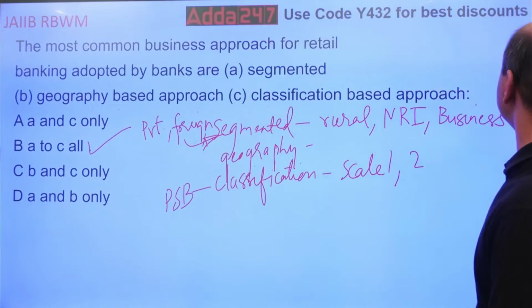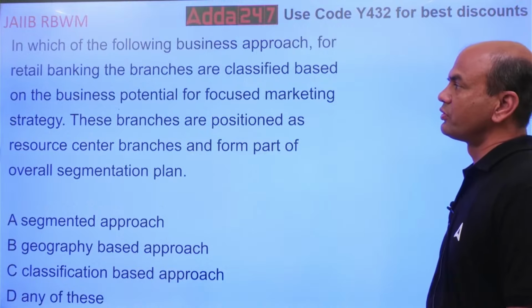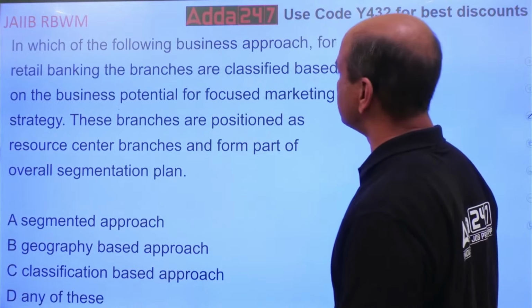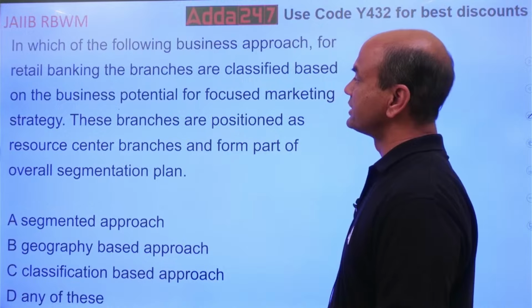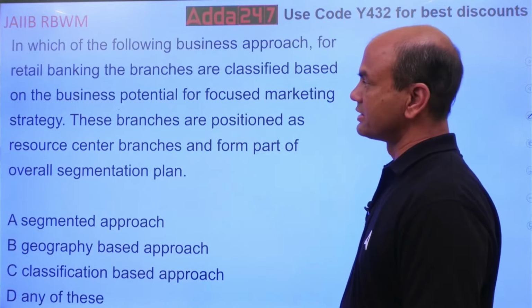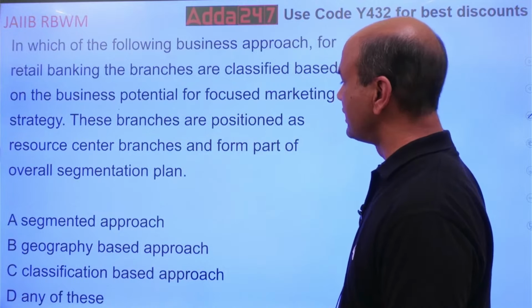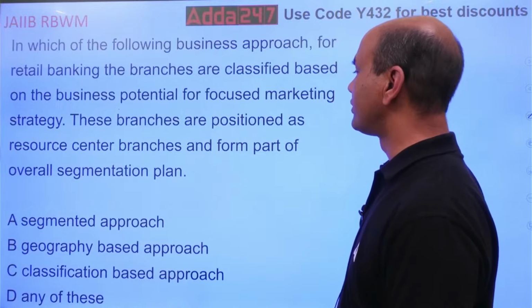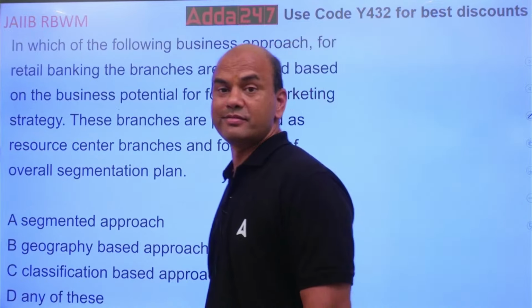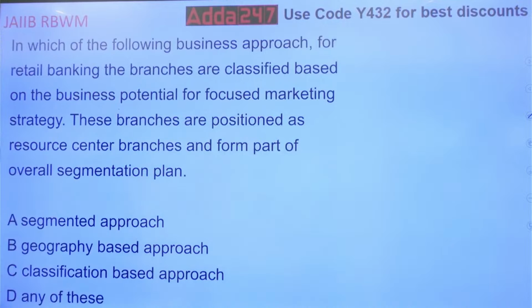Got it, everyone? In which of the following business approaches for retail banking are the branches classified based on the business potential for the focused marketing strategy? These branches are positioned as resource centers and form a part of the overall segmentation plan. The question itself gives you the hint. What is the answer?